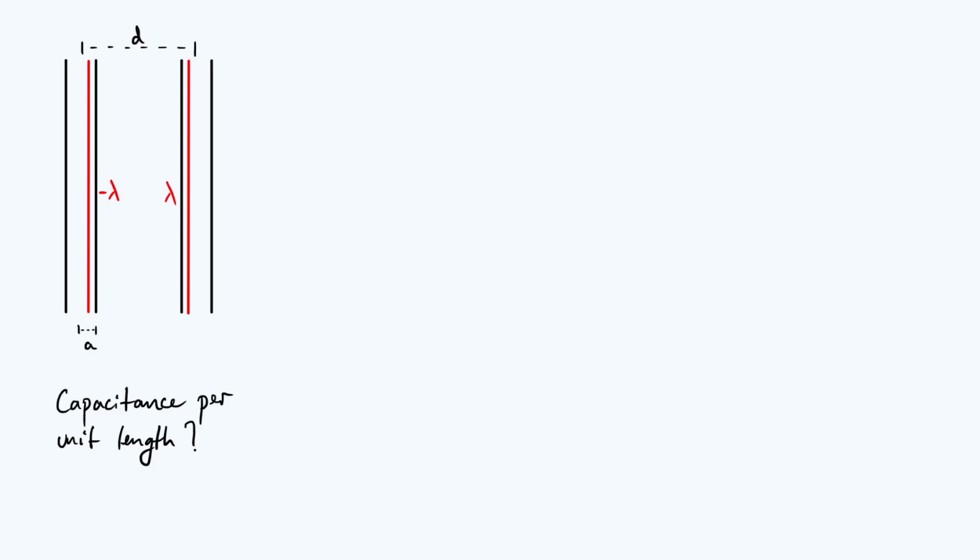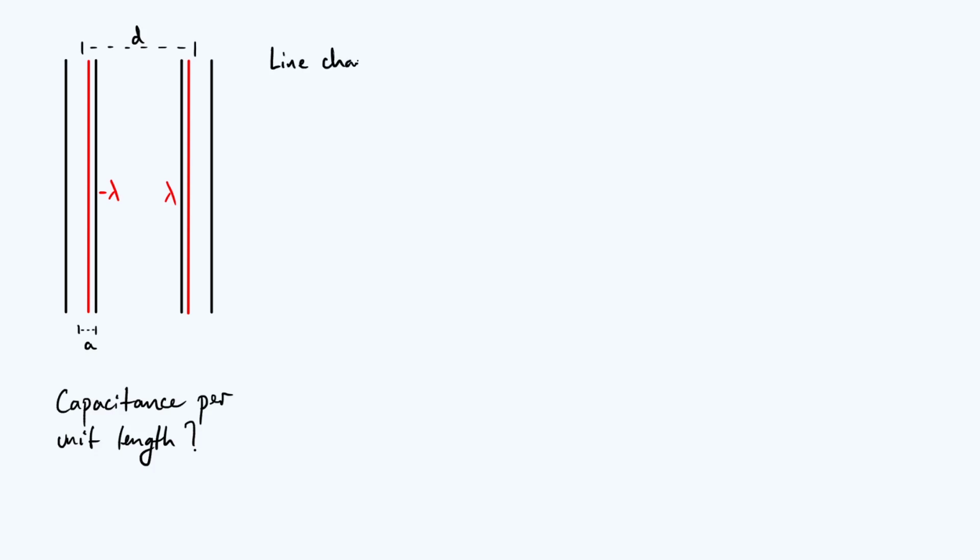Now, in problems about capacitance, if you're trying to find the capacitance of some particular geometry, remember that capacitance is defined as charge per unit potential difference, or per unit voltage, and so the standard procedure is to first find the electric field between the conductors, then you integrate that to get the voltage. So our first step is going to be to find the electric field, and so we can start by considering the electric field of each individual line charge.